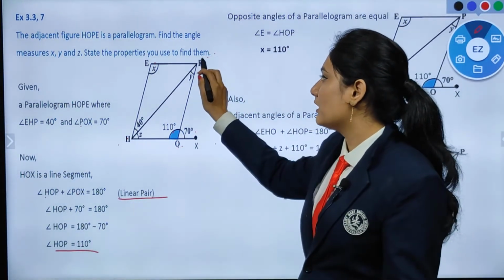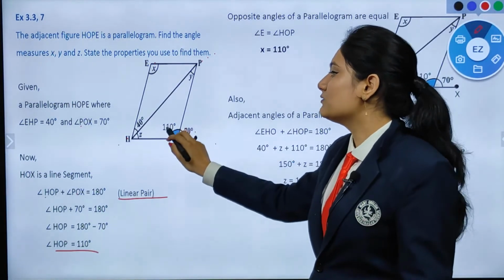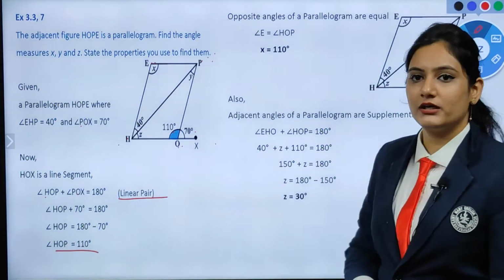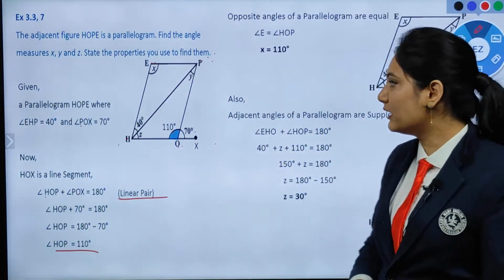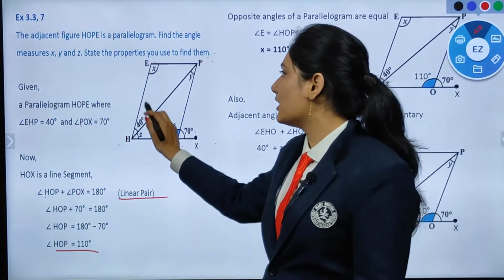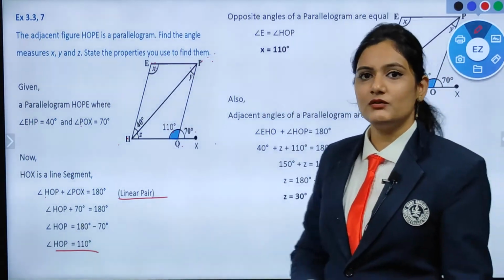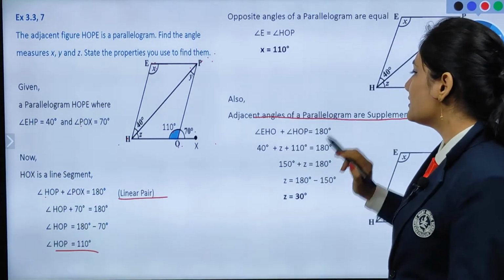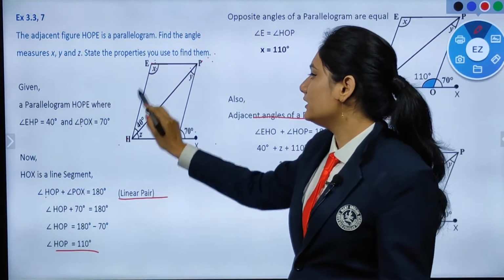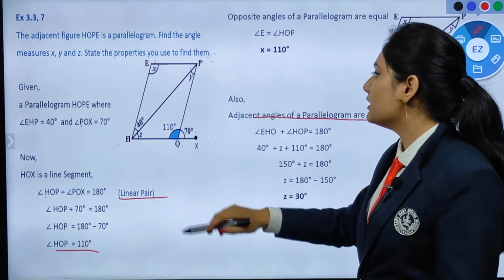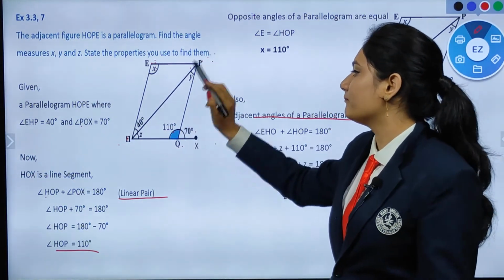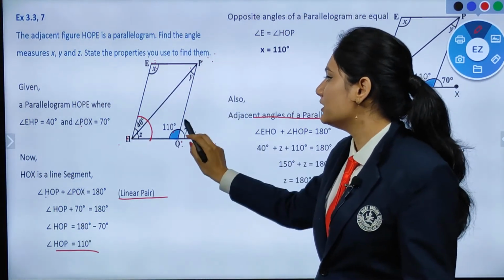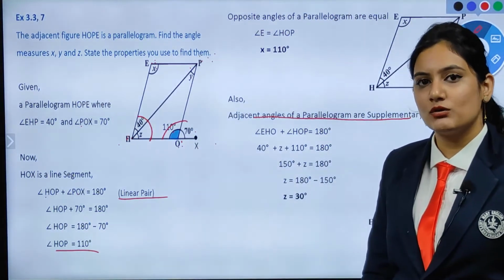Now if angle HOP is 110, so HEP will also be 110. Opposite angles of the parallelogram are equal. Now adjacent angles will be what? It is supplementary. So adjacent angles of parallelogram are supplementary. So addition of EHO plus HOP, that is angle H and HOP, these both when we are taking, it is equal to 180 degree.